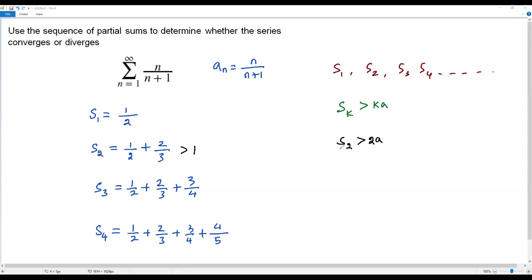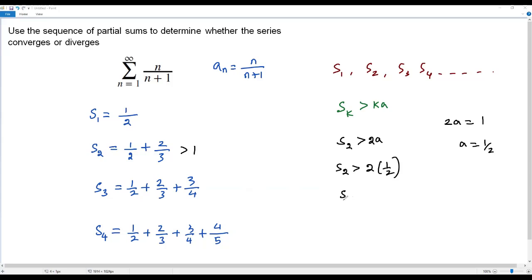Okay, so S2 has to be greater than 2a, and the value of 2a has to be 1 according to what we got over here, that is S2 greater than 1. If 2a equals 1, then what is the value of a? Clearly a is 1/2, then I'm getting S2 greater than 2 times 1/2. We have to do the same check with the third partial sum and fourth partial sum as well.